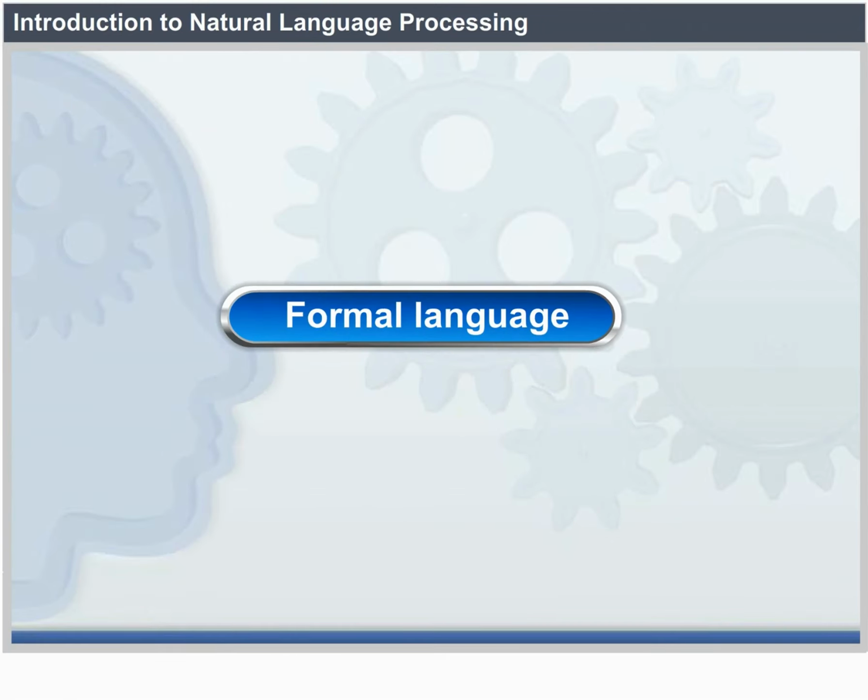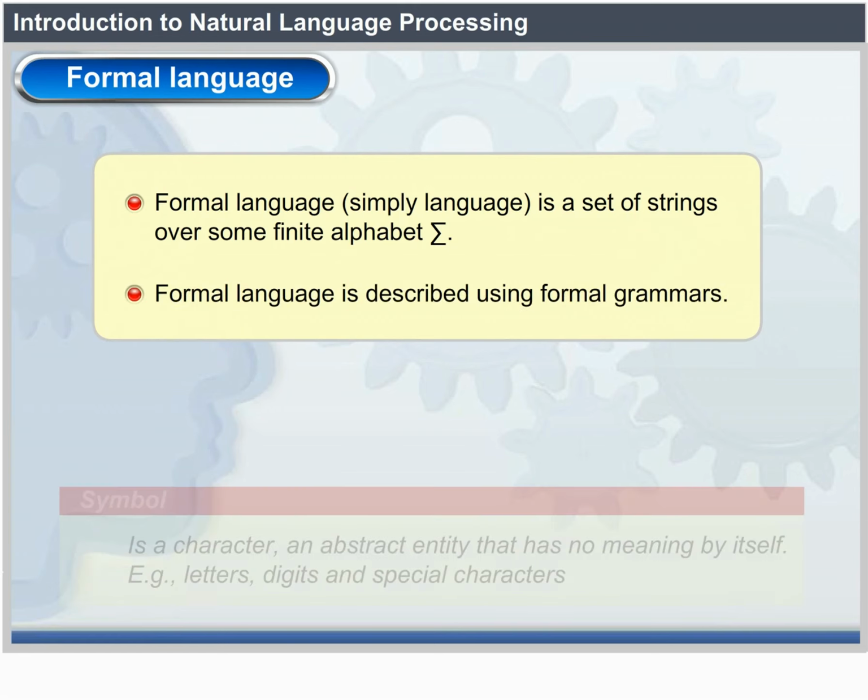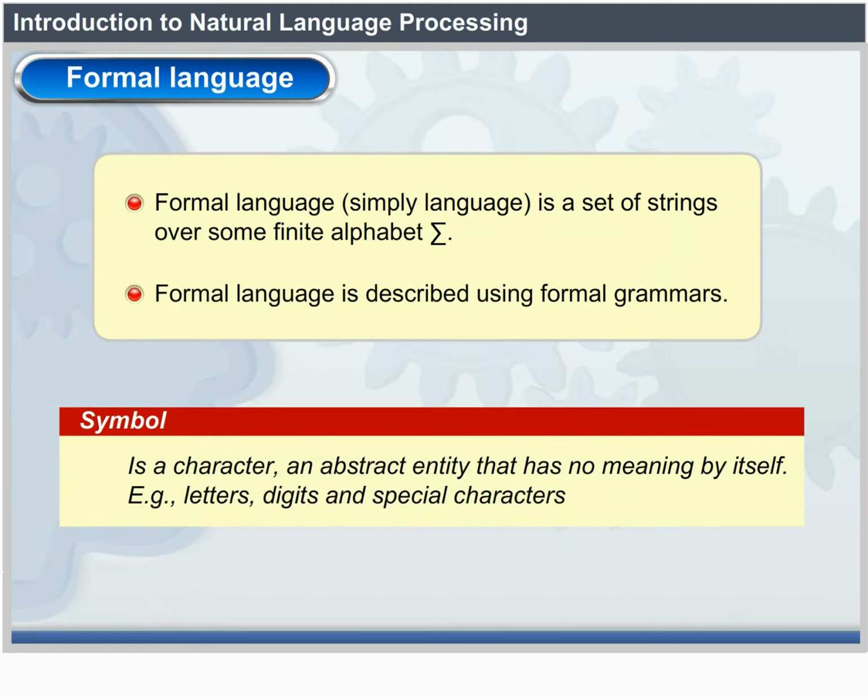Formal language. Formal language, simply language, is a set of strings over some finite alphabet sigma. Formal language is described using formal grammars. A symbol is a character, an abstract entity that has no meaning by itself. Example: letters, digits, and special characters.